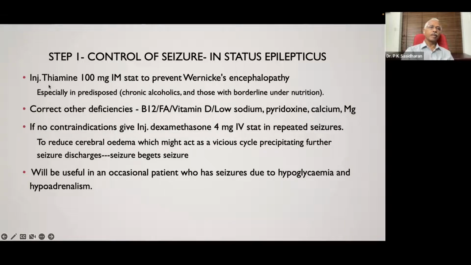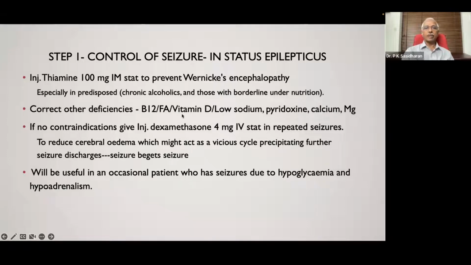So it's a good practice to give injection thiamine 100 milligram IM start in all patients with status epilepticus. And also, do not forget to correct other deficiencies. Though their effect may be indirect, they will also contribute to control of seizures or prevention of recurrence. Like if the patient is having B12 deficiency, folic acid deficiency, vitamin D deficiency, hyponatremia, pyridoxine deficiency. Patients on INH may be prone to this particular problem, and hypocalcemia and magnesium deficiencies.